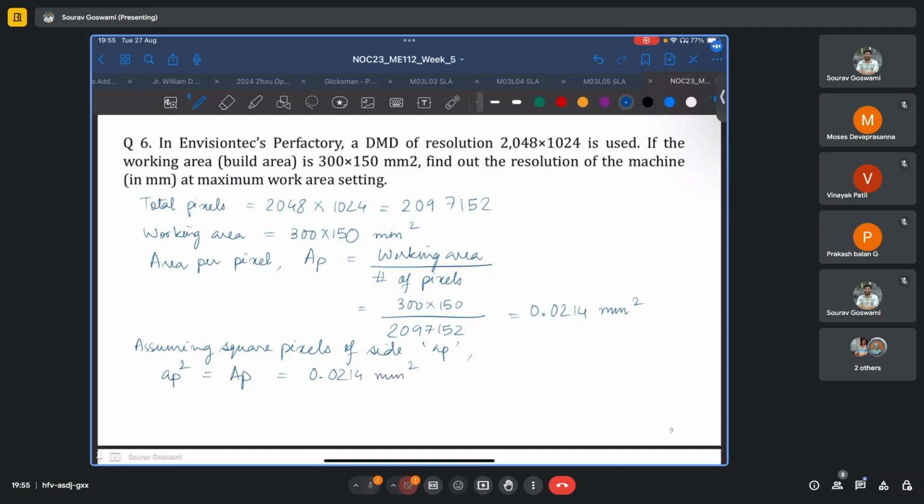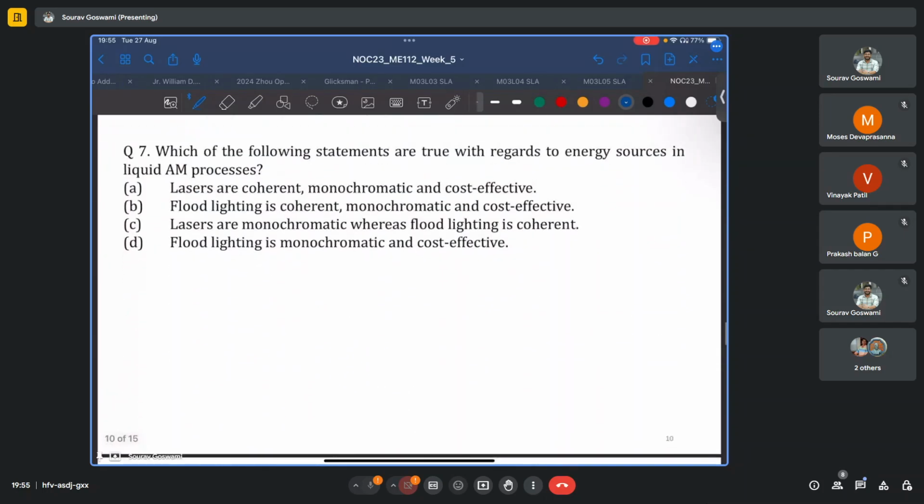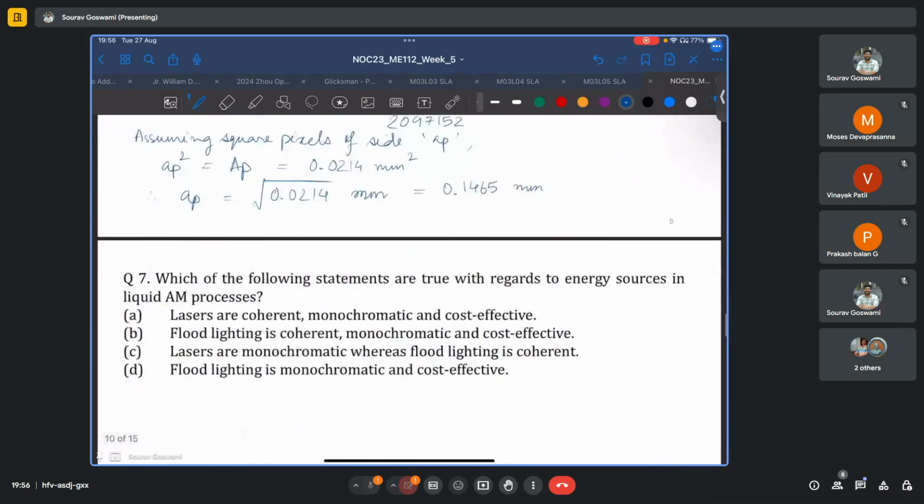0.0214 millimeter square. Therefore, the length or the dimension of each such small mirror is equal to the square root of 0.0214 mm, which comes out to be 0.1465 mm. This is the required answer for this case.